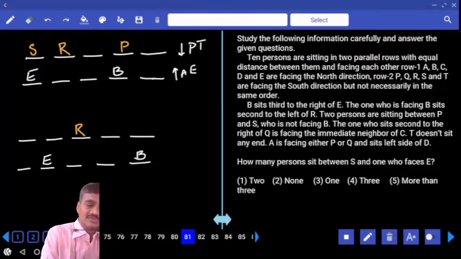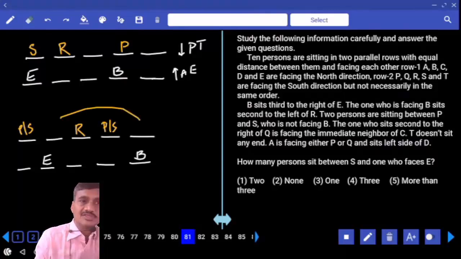Now 2 persons between P and S, this is one such possibility. Or P and S can be like this as well, another possibility. Now 2 persons between P and S, S is not facing B.